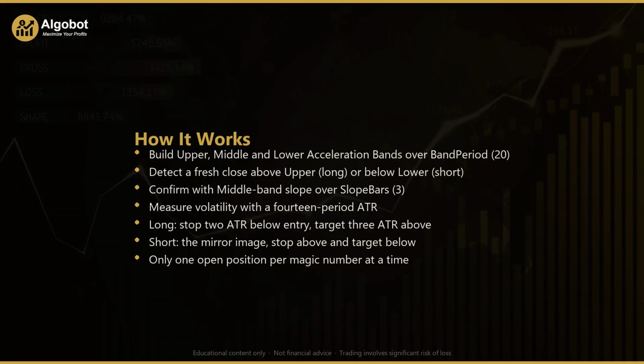Finally, risk management. The strategy reads a 14-period average true range to gauge current volatility. For a long, the stop loss is placed 2 ATR below the entry and the take profit 3 ATR above, giving a reward to risk of 3 to 2. A short mirrors this, with the stop above and the target below. Only one position is held at a time, using a fixed lot size. Every trade is defined before it opens.